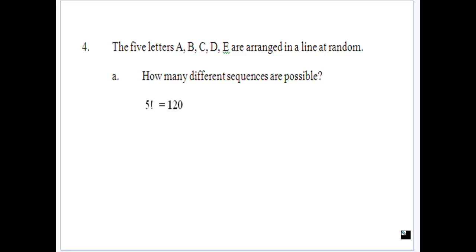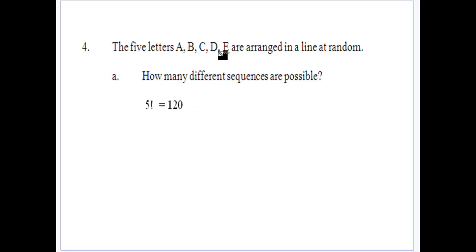So looking at questions with more permutations. Let's have a look at this question 4 here. You've got 5 letters, and they're to be arranged in a line at random. So how many different sequences are possible? Well, it's going to be 5 factorial.